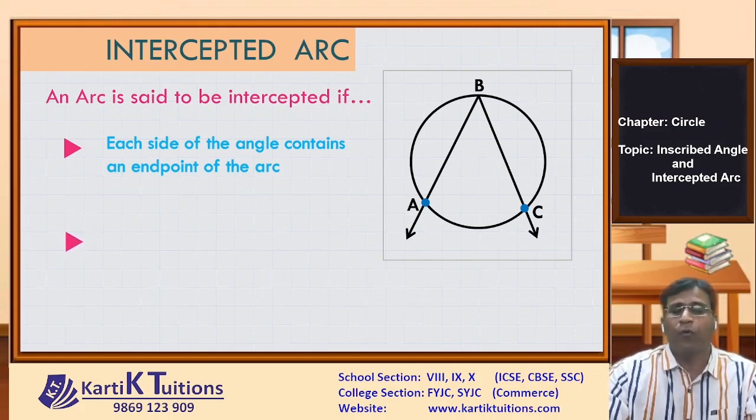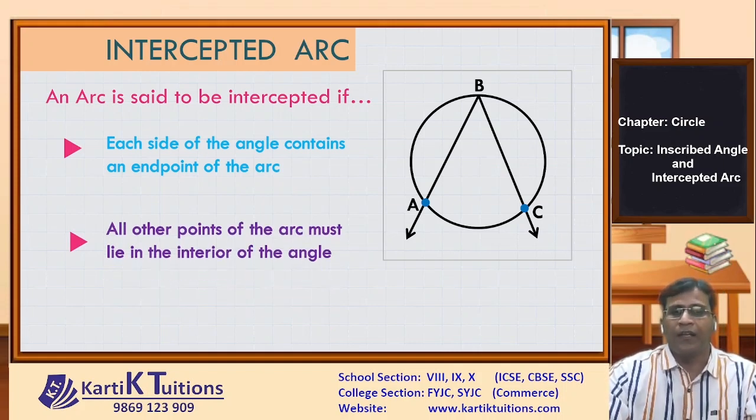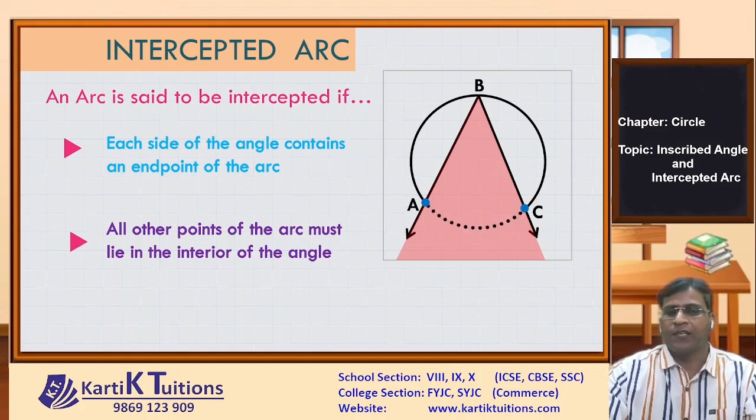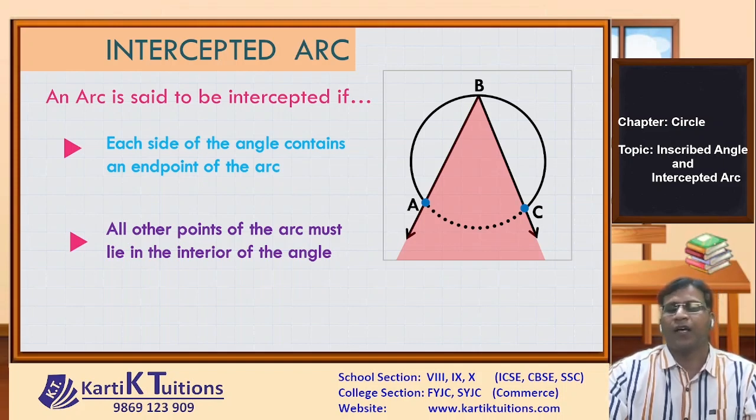Of course, it has one more condition. The condition is all the other points on the arc should lie in the interior of the angle. Interior of the angle, that is, this area. Now, if you observe, this arc AC lies between the two arms, and all the points of arc AC also lie in the interior of the angle. Hence, this arc becomes an intercepted arc.